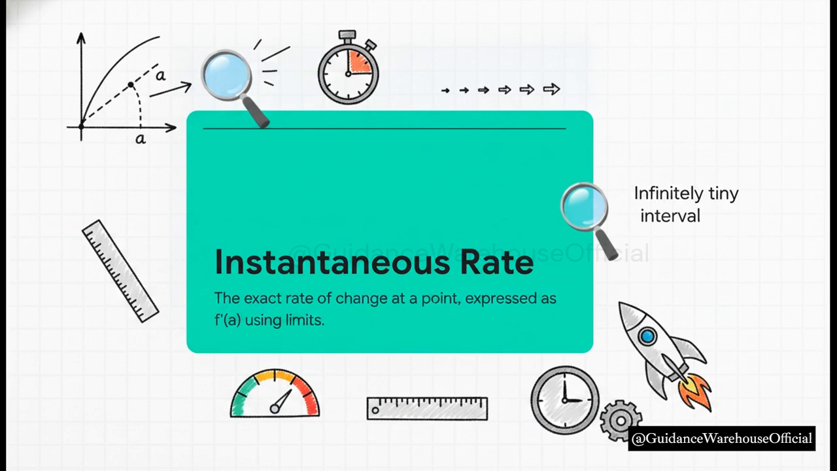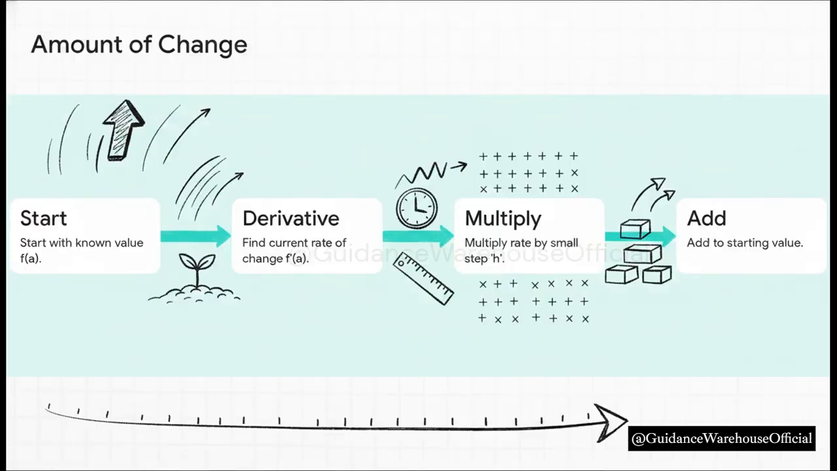Let's make this way more accessible and break it down using what's called the amount of change formula. If you want to estimate a totally new unknown value in the near future, you just start with what you already know, which is your current value, f of a. Then you find your current rate of change, your derivative, f prime of a. You take that rate, multiply it by h, which is just your little step forward in time, and add it back to your starting value. So, f of a plus h is approximately equal to f of a plus f prime of a times h.